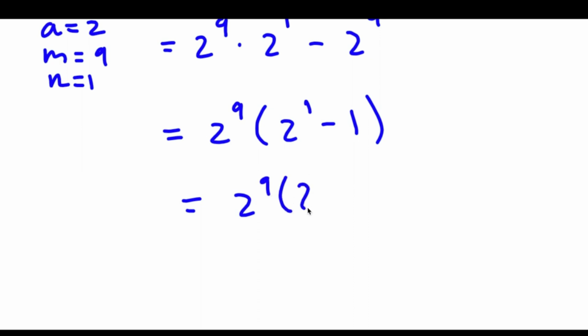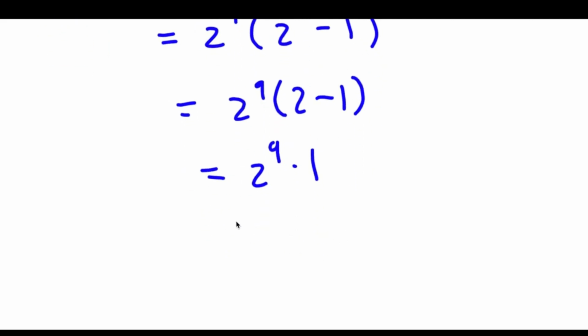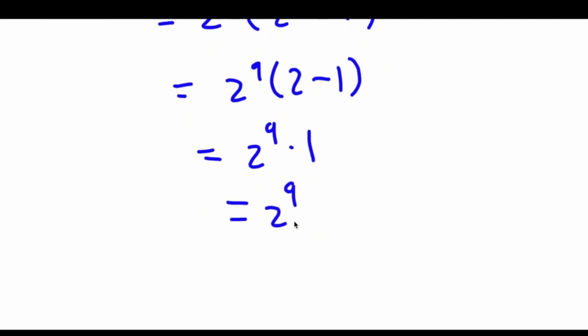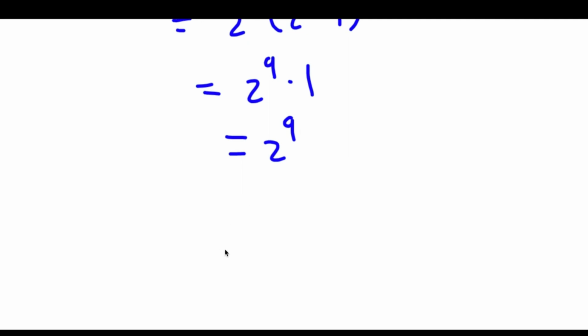2 to the power of 1 is the same thing as 2, so I have 2 to the power of 9 times 2 minus 1. 2 minus 1 is 1, so I have 2 to the power of 9 times 1, which is equal to 2 to the power of 9. Now we can actually go ahead and simplify this.